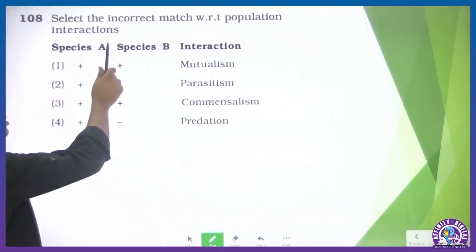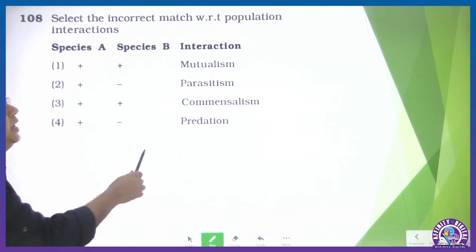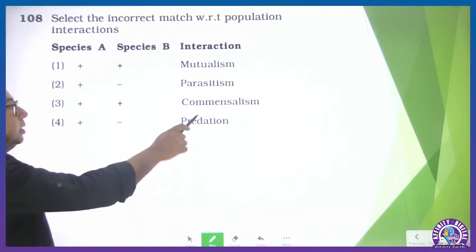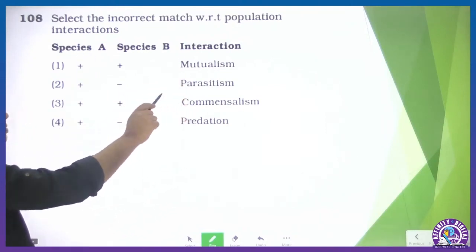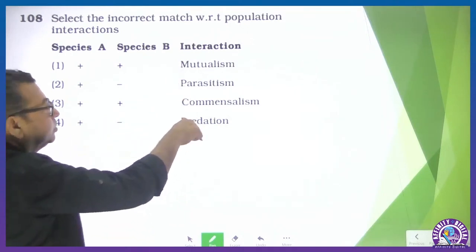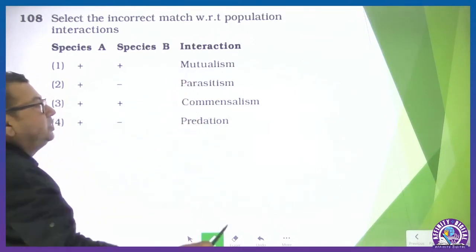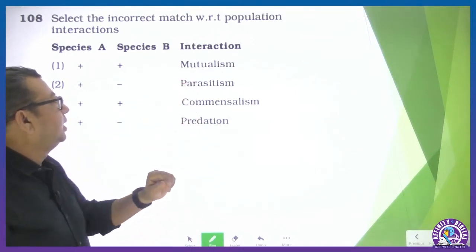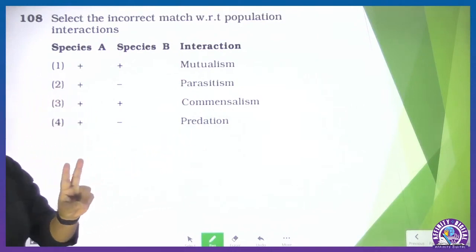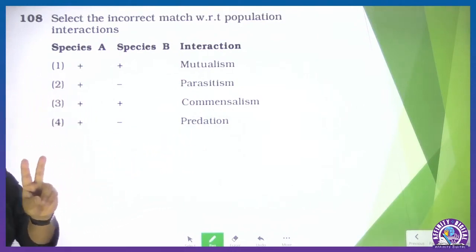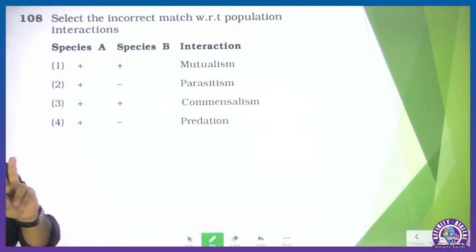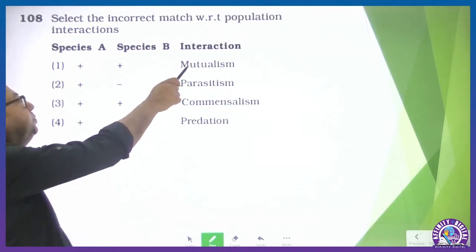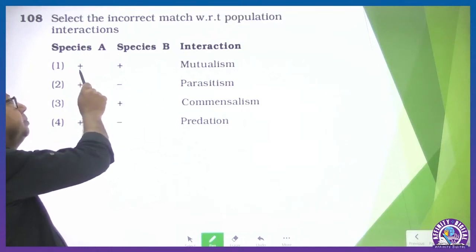Achha, this is also a question on ecology. Yeh bhi a question hai ecology part se. These are the types of interaction given here. Population interaction. Mutualism is a beneficial interaction. That means in mutualism, both the species are benefited. Beneficial interaction ko represent karta hai plus sign se. So mutualism, both the species are benefited, so represented by plus plus.